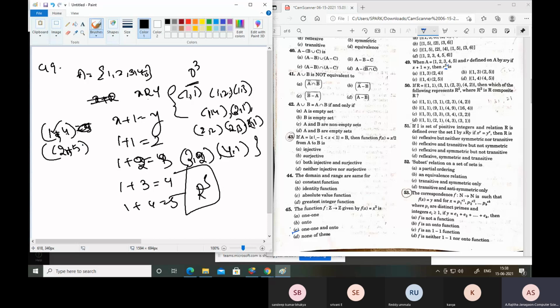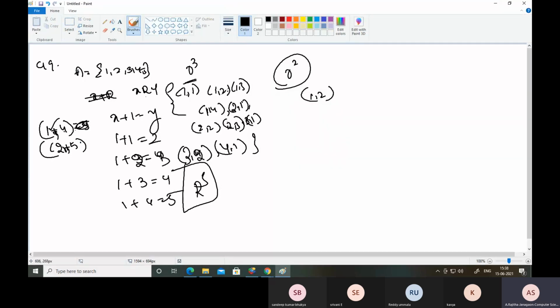So like this you get the R3 composition. So 1 1 like that. Next 1 1 1 2. Next 1 1 1 3. Next 1 4. Next here 1 2. Next 1 1.